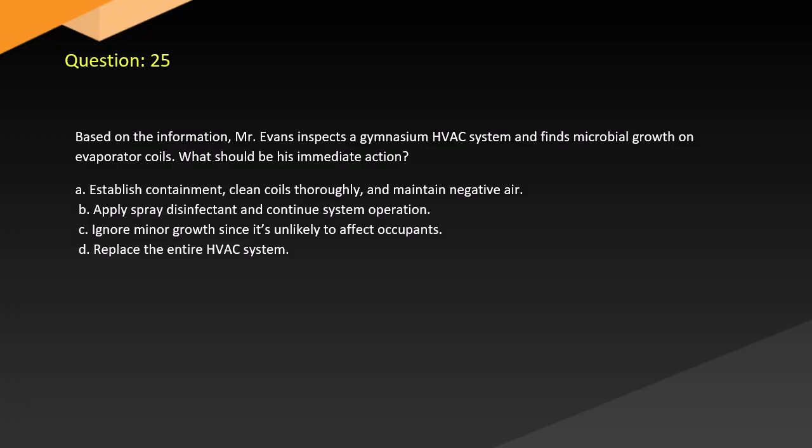Question 25. Based on the information, Mr. Evans inspects a gymnasium HVAC system and finds microbial growth on evaporator coils. What should be his immediate action? A. Establish containment, clean coils thoroughly, and maintain negative air. B. Apply spray disinfectant and continue system operation. C. Ignore minor growth since it's unlikely to affect occupants. D. Replace the entire HVAC system.